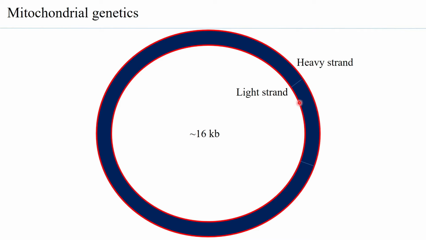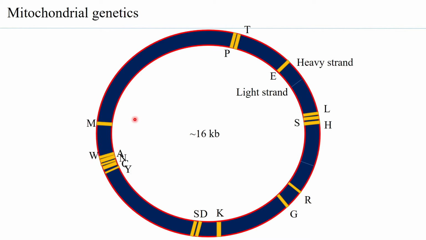Now, this entire mitochondrial DNA, like mentioned, has about 37 different genes, and it has 22 genes just for tRNA. So, as you can see over here, this is a tRNA for proline. You have a tRNA for threonine, glutamic acid, leucine, serine, histidine, and likewise, there are several different tRNAs that can bind to specific amino acids. So, these are aminoacyl tRNAs, and there are 22 of them present in the entire mitochondrial genome.